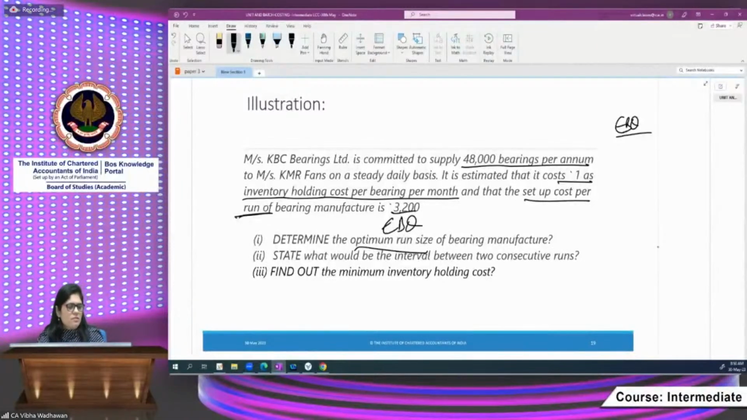Okay, 5060. Two students have come up with the answer. Any other answer, or should we take this as the answer? So let us see how it should be.